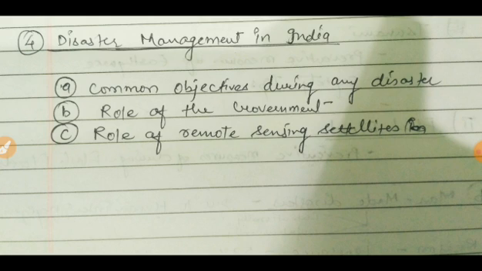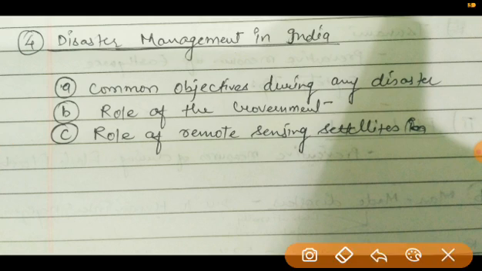These are the common objectives during any disaster. What are the objectives? First of all, we know about the different types of calamities already discussed: earthquake, flood, landslide, cyclones, and the loss of property, life, and homes. So basically, what will happen? The main thing is that immediate action should be taken. These are the objectives. Take immediate action. What action should be taken?